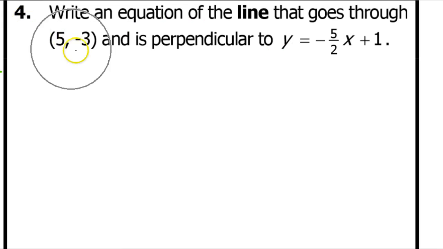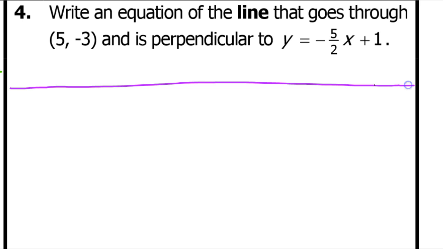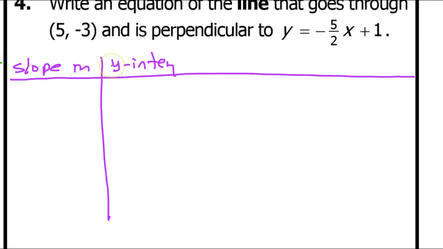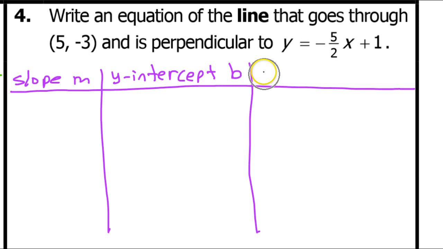For problem number 4, I am given a point on the line, and I'm given the equation of a perpendicular line. So I am once again going to make a chart like I usually do. So as you've seen a few times now, I will put slope m in the first column, and I will do y-intercept b in the second column, and in the third column I will write the equation.